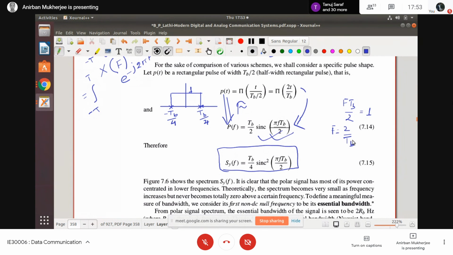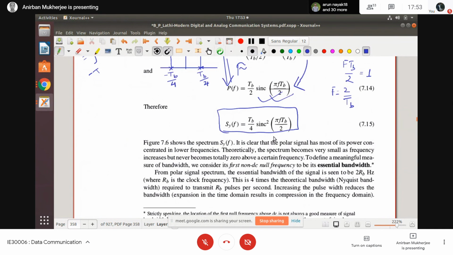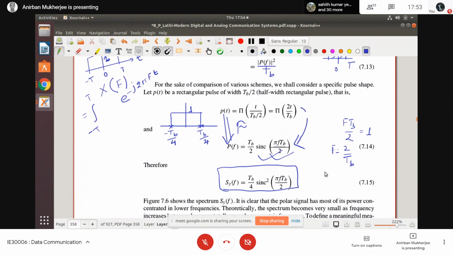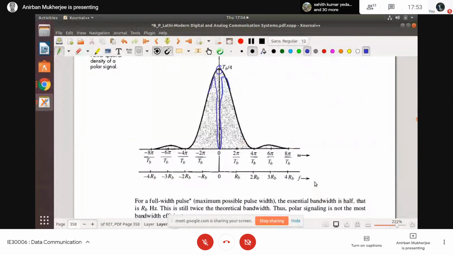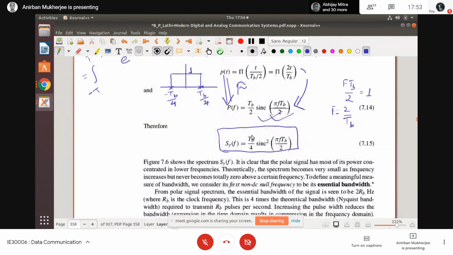So this is about P(f), and then S_y(f) is a sinc square. Why sinc square? That is because S_y(f) is the mod P(f) squared. Mod P(f) squared means you have a sinc square. Now, for sinc you have some negative lobe, but for sinc square you don't have negative lobe, so you will have these things. Are you getting my point? Is it clear?